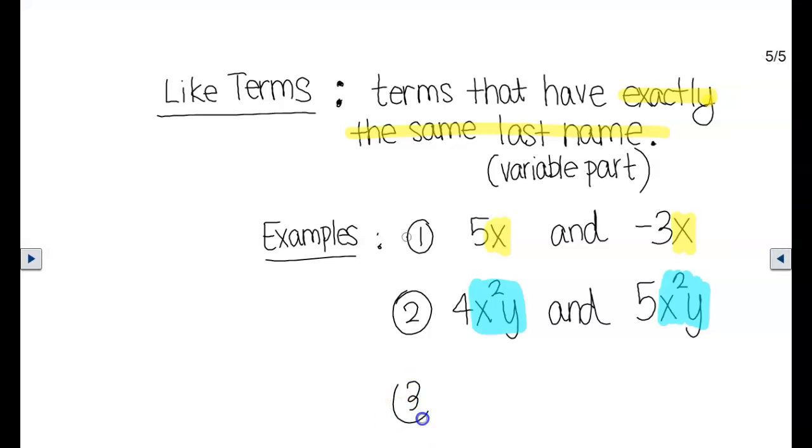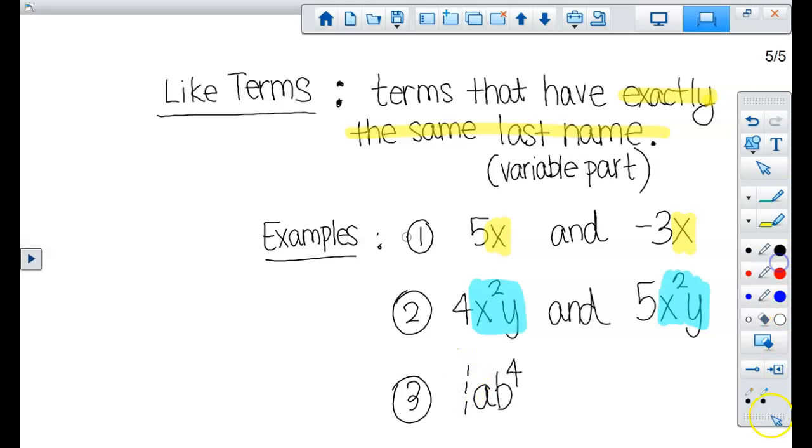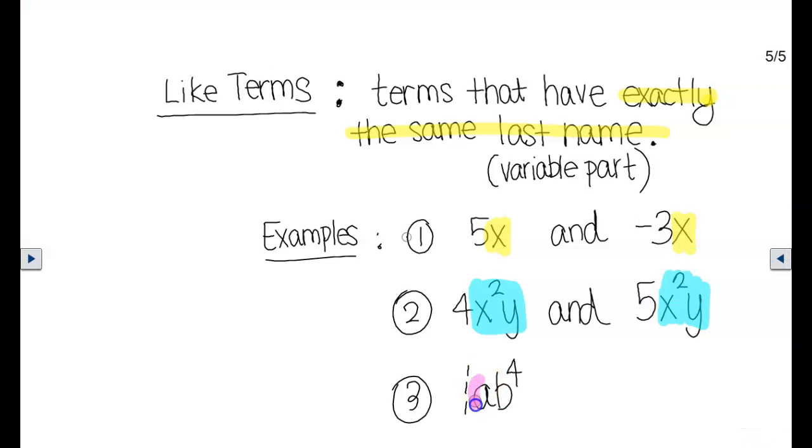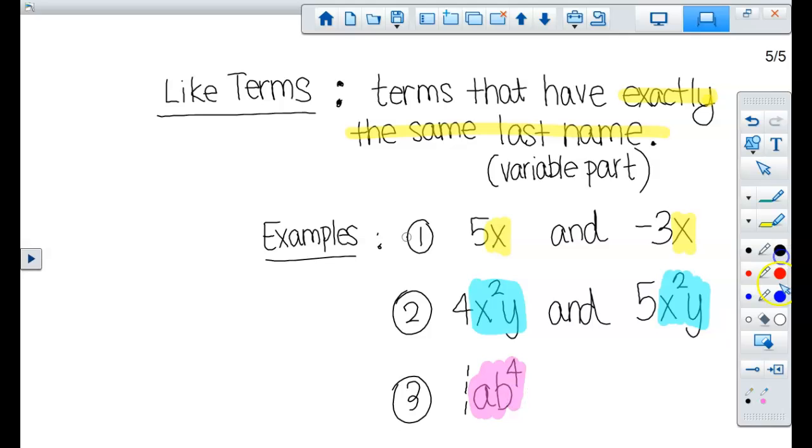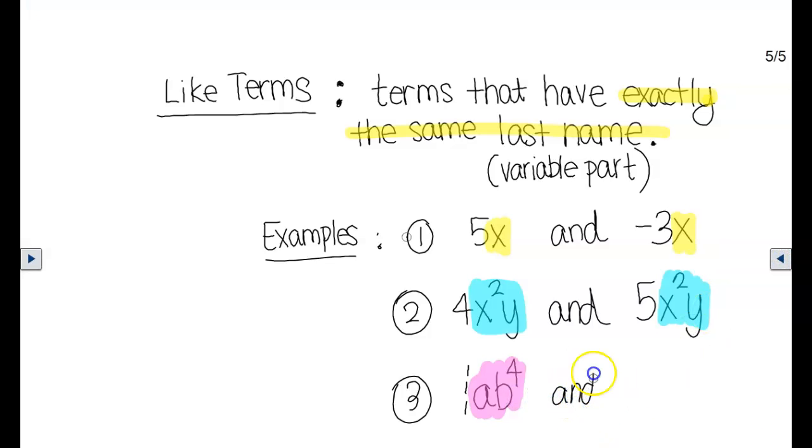Let's say that I have AB to the 4th power. What would the coefficient be for that? What would the number part be? It'd be an invisible 1 sitting right there, so we have 1AB to the 4th. His last name, though, notice, is AB to the 4th. So if I wanted to come over here and give you a like term for that, I could choose a different coefficient, like 1/2. But then I would have to use the same variable part. So I would have to have AB to the 4th.